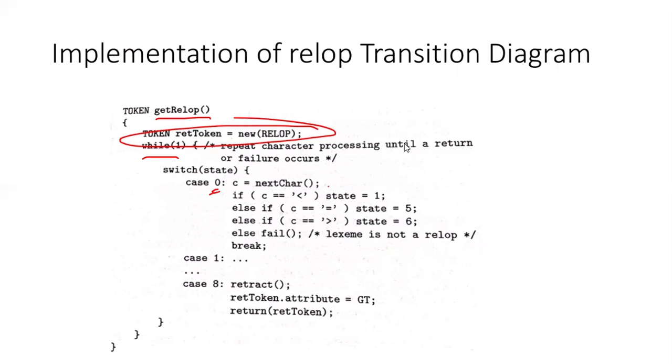So it is reading the next character here in C. Then it is checking if C is less than. If it is less than, it will go to state 1. Else if the character you have read is equal to equal, then you go to state 5. Then if it is not, then you can go to state 6. You can see this is all the first level.